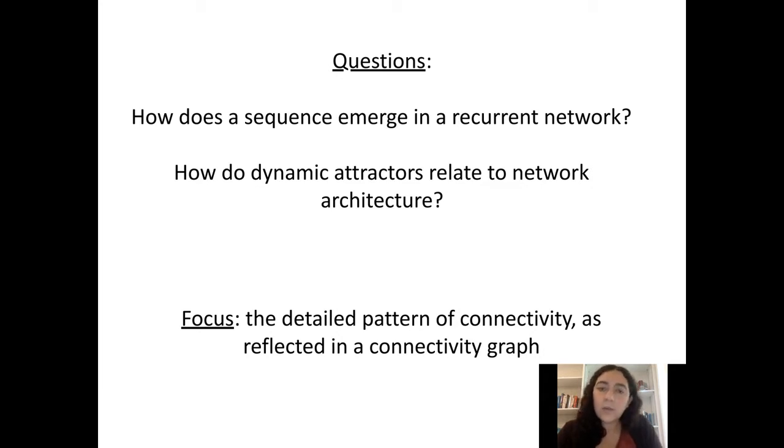We want to understand how these dynamic attractors and how sequences emerge from the detailed pattern of connectivity of a network, as reflected in the connectivity graph. So this is trying to make a connection to the kinds of data that come out of connectome research.